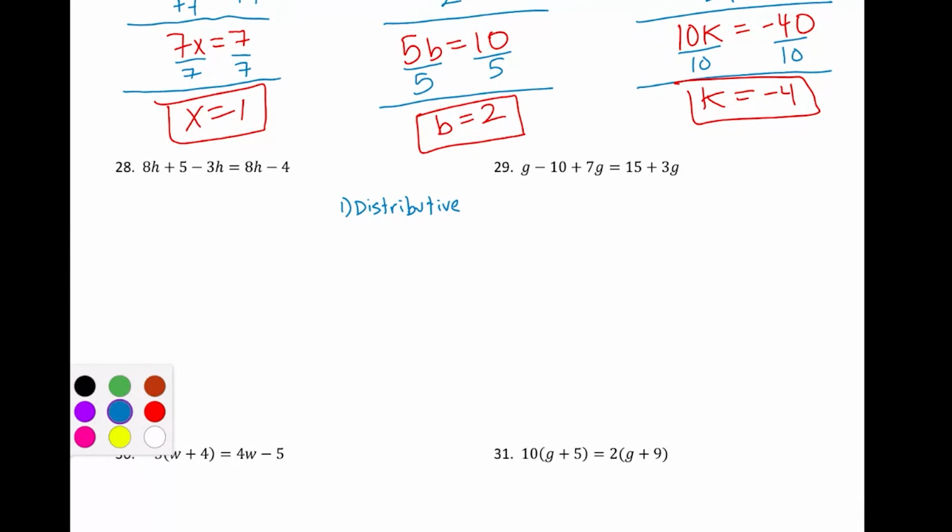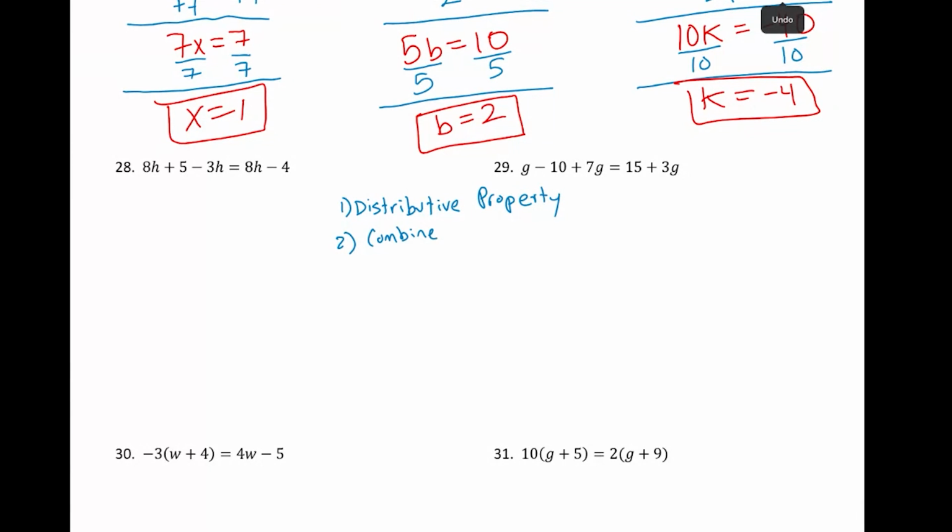Now on number 28, 29, there's no distributive property. But if you see a set of parentheses, like you see down there on 30 and 31, you're going to do the distributive property first. And we did already work a few that had that distributive property in it. Then you're going to combine your like terms.